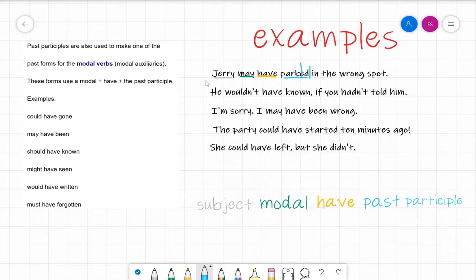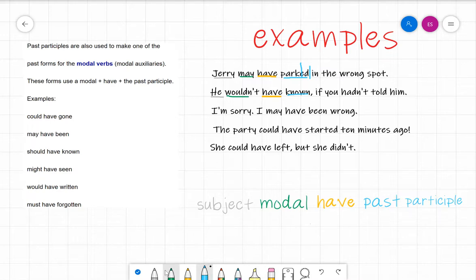So we've got subject, modal, have, past participle. And let's take a look at this one. He wouldn't have known if you hadn't told him. So he is the subject. The modal is would. In this case, it's wouldn't, would not. We have that negative in there. Have, and then known is the past participle of knew, even though it's irregular.